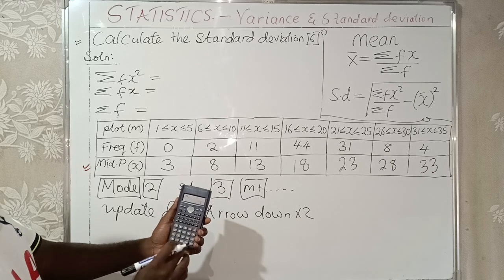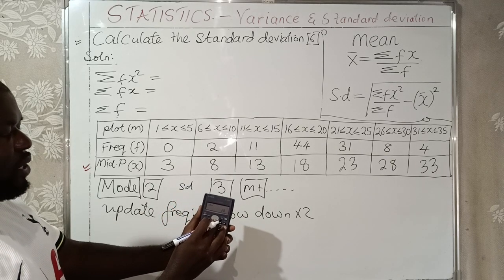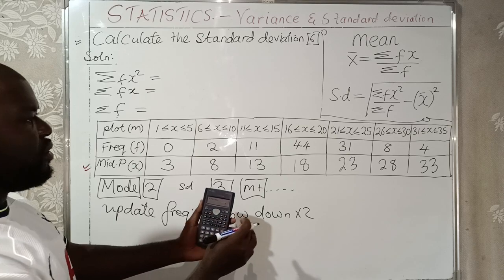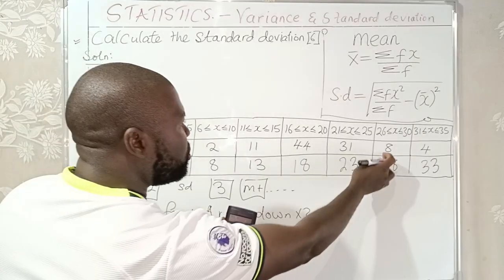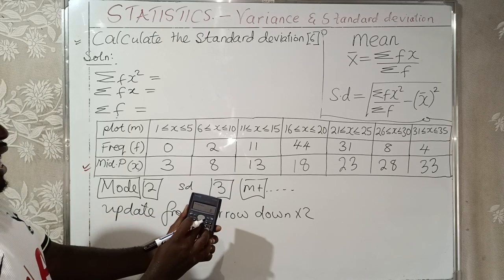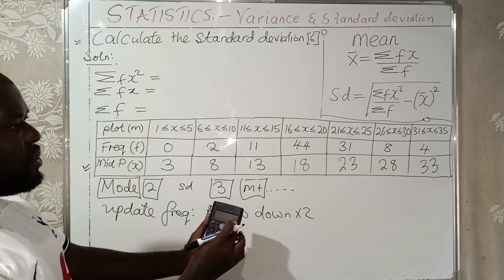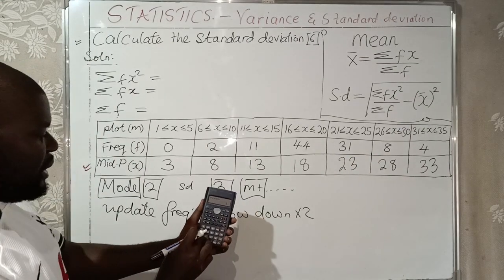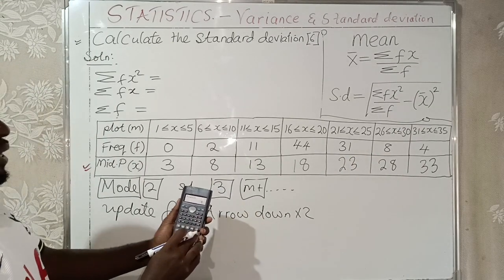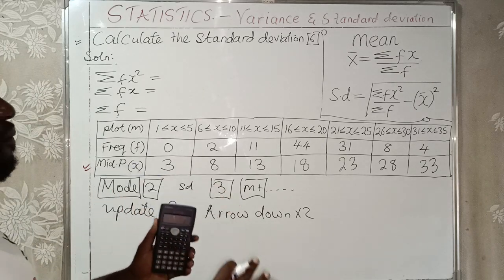So we say 31 equals. Arrow down 28, arrow down 1. We need to update this one to 8. So we say 8 equals. Arrow down 33, arrow down 1. We need to update this one to 4. So we say 4 equals. Okay, so we would have now entered all the information.